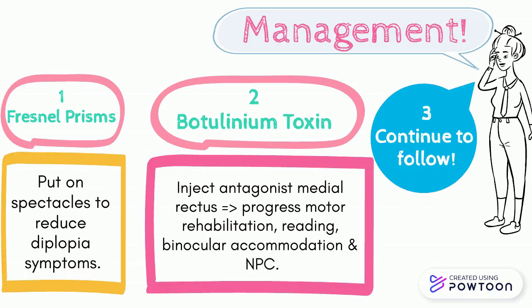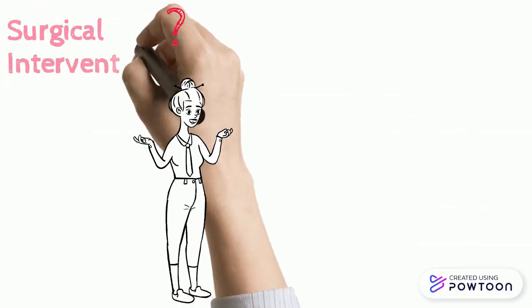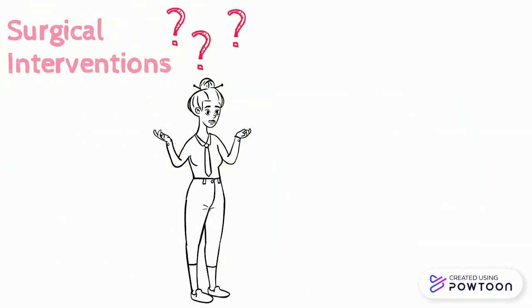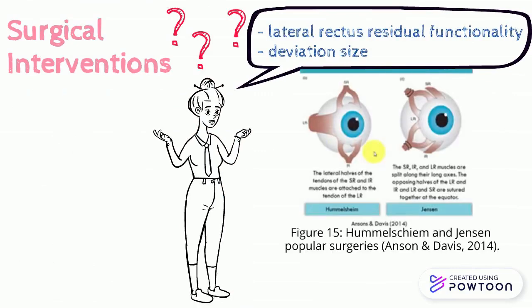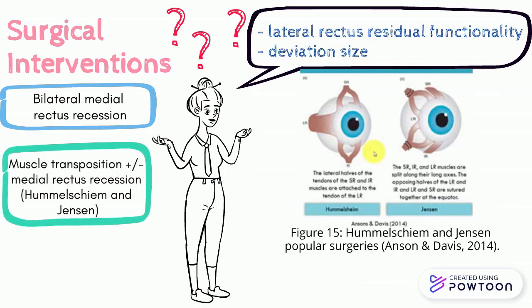An initial deviation of less than 20 prism diopters connotes SNP may still be in progression. As such, patients should be followed for progression. SNP is chronic after 6 months of lasting signs and symptoms of diplopia, head tilt, and esotropia. Then surgical methods are considered based on lateral rectus residual functionality and deviation size. Popular surgical procedures are shown below.